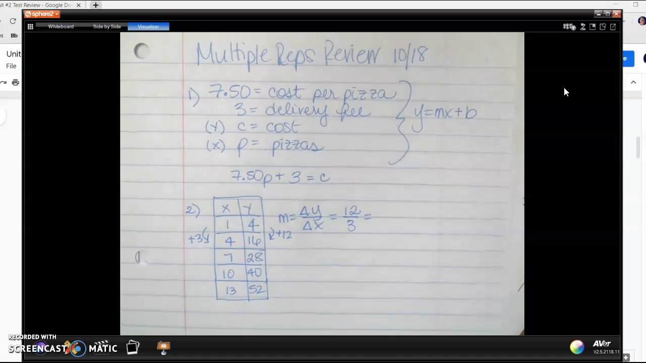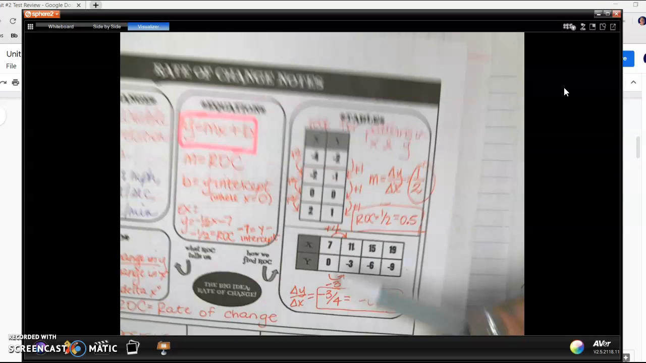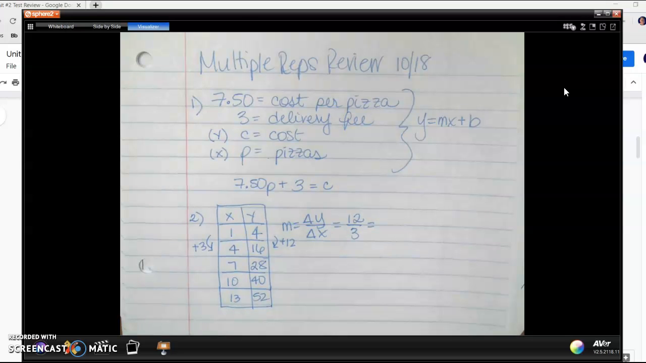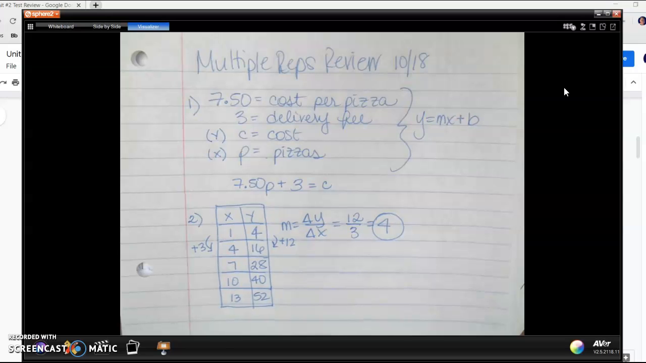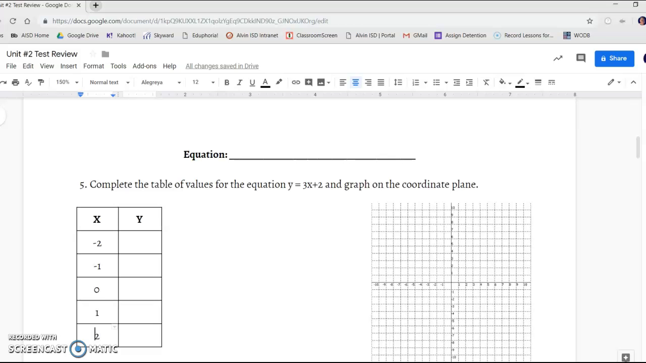Yes, I said the relationship is easy to identify. But when I have questions or tables like this, it's not as easy to identify. Okay? So, this one's simple. This one's not. Make sense? All right, so what's 12 over 3? 4. There's my rate of change. Very simple. But again, it's not going to be that easy on the test.